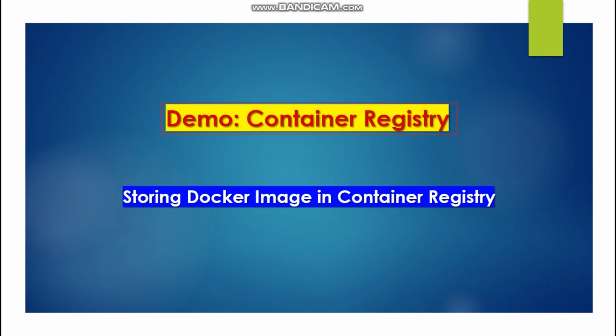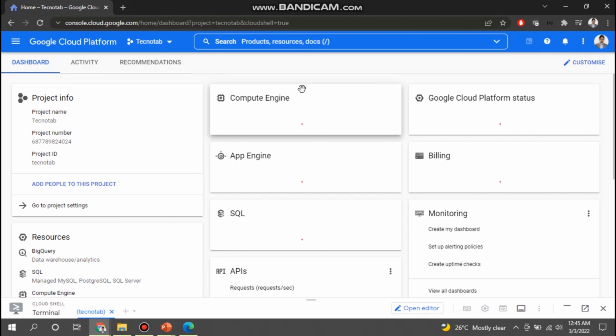All right, let's have a demo on container registry. So in this demo we will be storing a Docker image in the container registry. So what we'll do, we'll get a Docker image basically. Then we will make some changes in that image, and after that we will push that image on the container registry. So let's go to our Google Cloud Console.